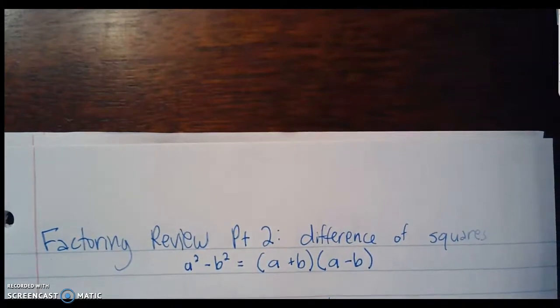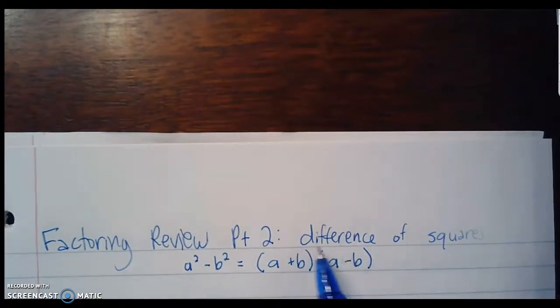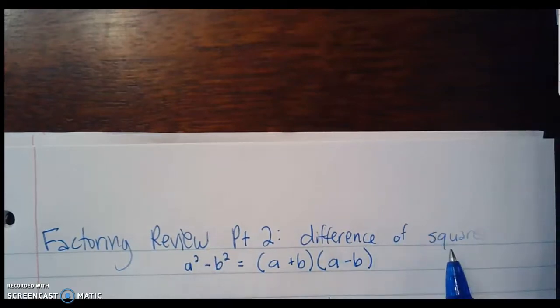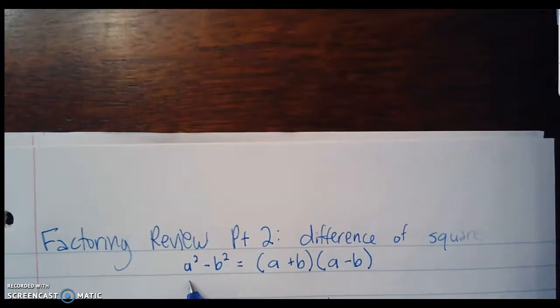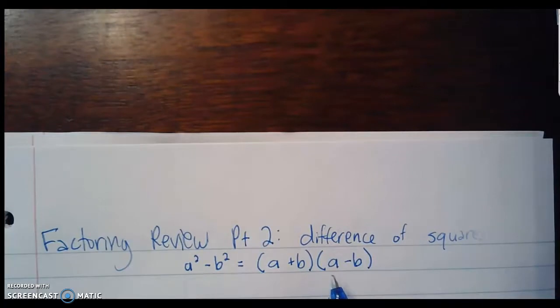Now that's really important, so I'm going to say it one more time. Factoring review part 2, difference of squares. So the difference comes from the subtraction in the original binomial. And then the squares comes from the fact that a squared and b squared are both perfect squares. So a squared minus b squared will factor into the quantity a plus b times the quantity a minus b.